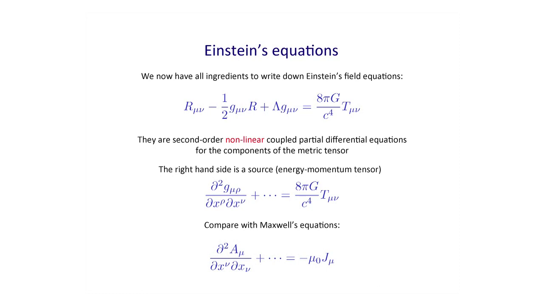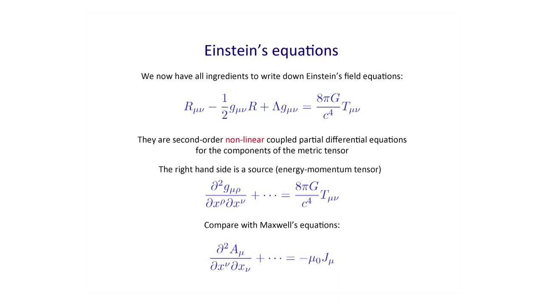Here they are. So what is happening on the left-hand side is basically second-order partial differential equations with respect to the metric. On the right-hand side, there is an object which is known as the stress energy tensor. This encodes energy and matter contained in space.